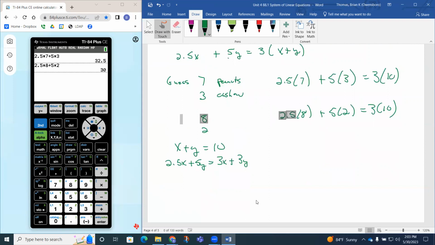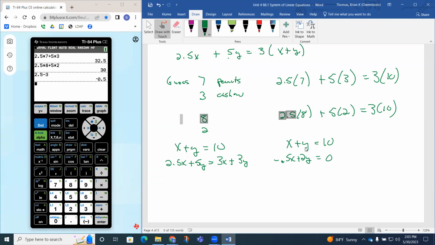So to create a system of equations, what I can do is set this to zero, if you will. So I'm going to leave the x plus y equals 10 for the time being. I'm going to subtract this 3x on both sides. So I have this 2.5 subtract 3. That's going to give me a negative 0.5x. Then if I subtract 3y, that's 5 minus 3. I'm sorry, it's going to be a plus 2y is equal to then 0.